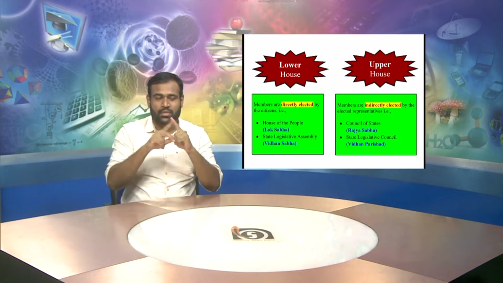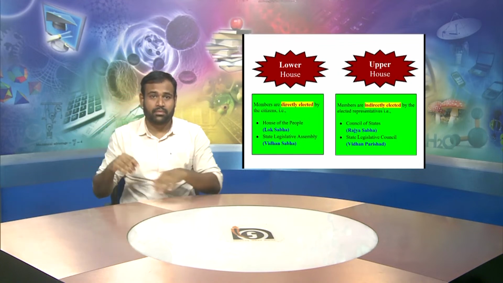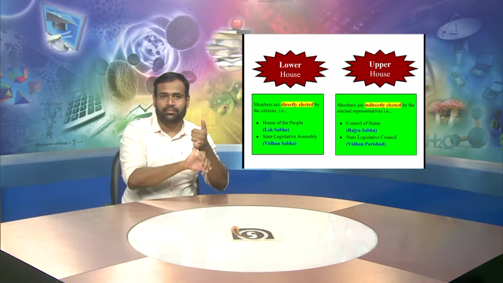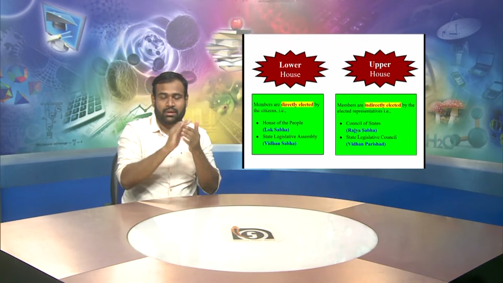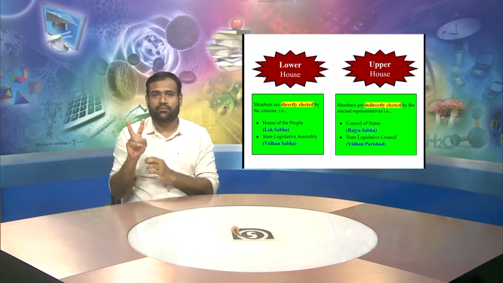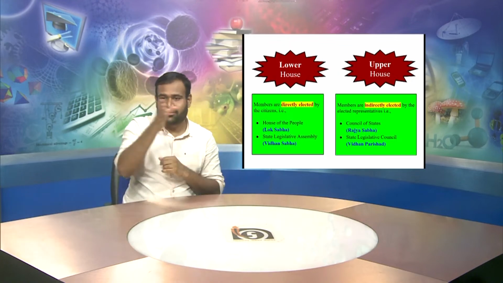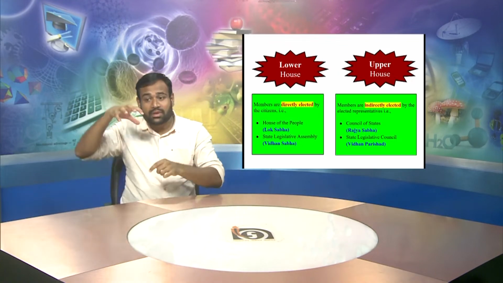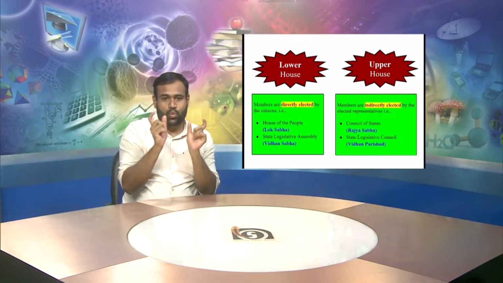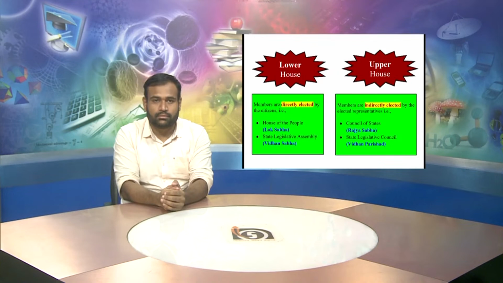Here let us understand the lower house and the upper house. Lower house members are directly elected by the citizens. That means they are the house of the people. We call them Lok Sabha. Also, we call them Vidhan Sabha members, or in English State Legislative Assembly. So, lower house and upper house, both you can see and understand.